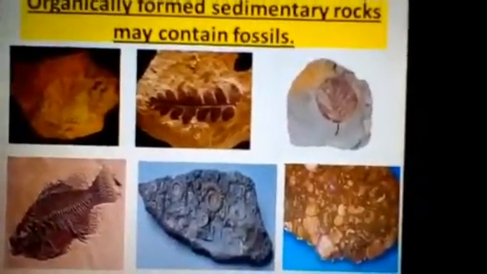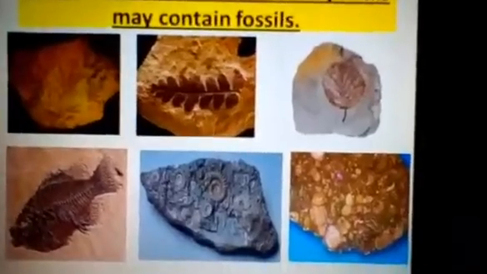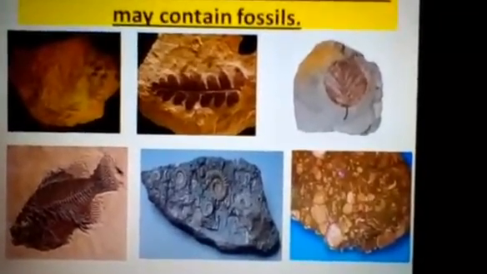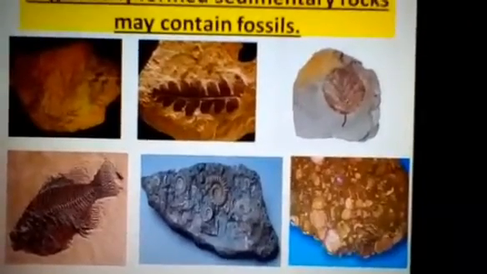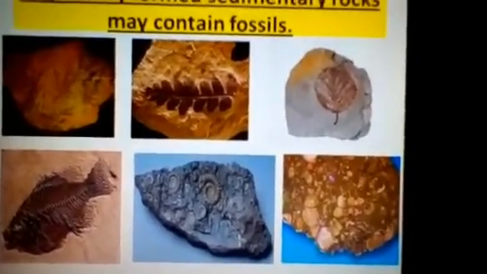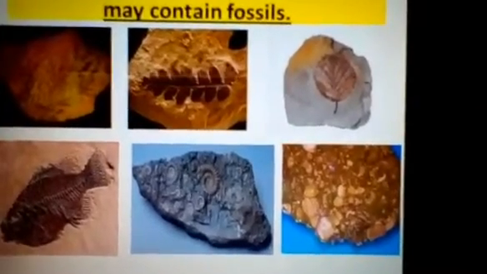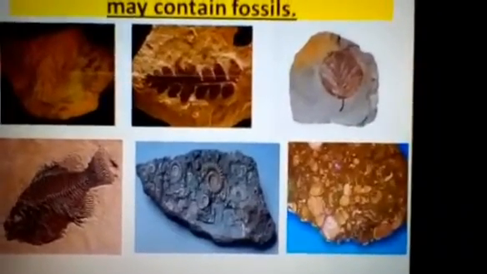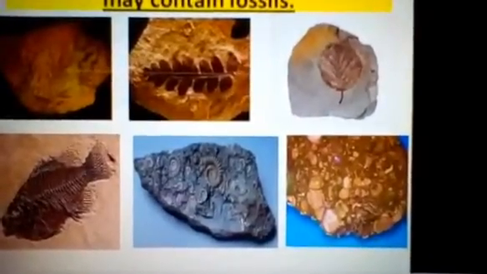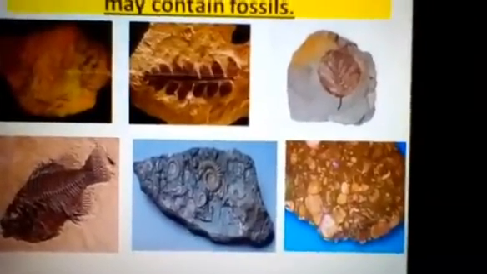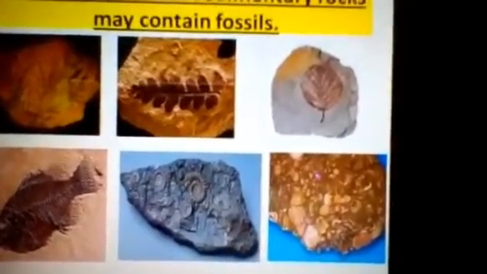Organically formed sedimentary rocks may contain fossils, and these rocks are formed by the deposition of shells and skeletons of sea organisms, that is the coral, clams, oyster. These live on the ocean floor only, and they extract the calcium carbonate from the ocean water. So chalk and limestone are the best examples of such rock type.